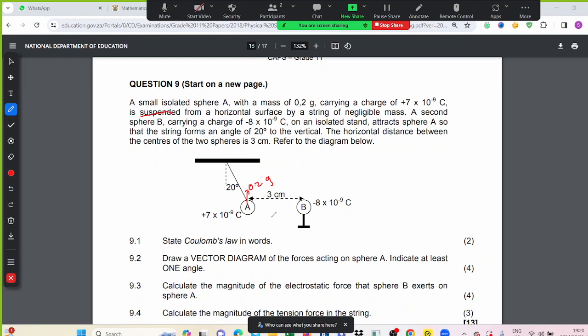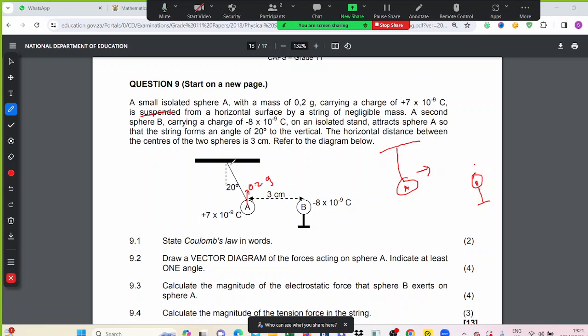Basically what happened is that sphere A at the beginning was hanging here, and then because of the presence of sphere B, which is here, and since these spheres have unlike charges, what type of force would be between these two charges? A negative and a positive. No, what type of force? Is it a force of attraction or repulsion? Force of attraction. Since it is a force of attraction, sphere A will move towards sphere B, and sphere B will move towards sphere A.